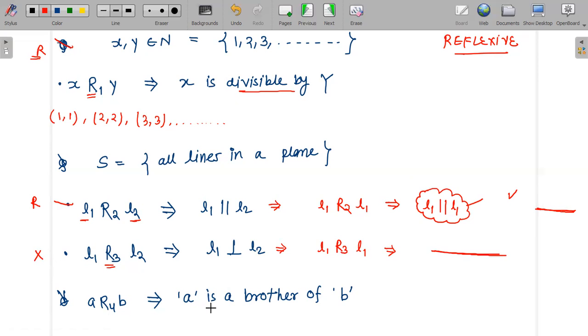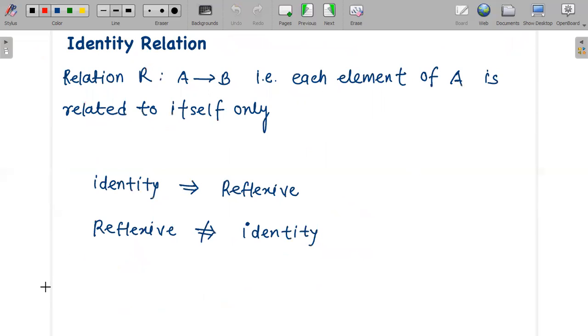And the next one: if A is the brother of B, then how is it possible that A becomes a brother of itself? It is not possible. That means this relation is not reflexive. Now have a look at another one, the identity relation. It resembles the former one, but with a very minor difference. In that relation, every element of set A is related to itself only.